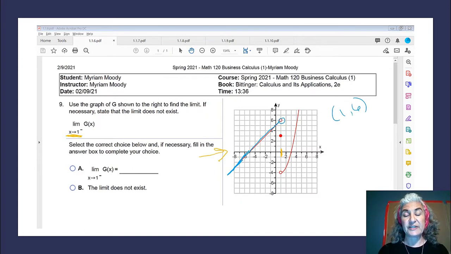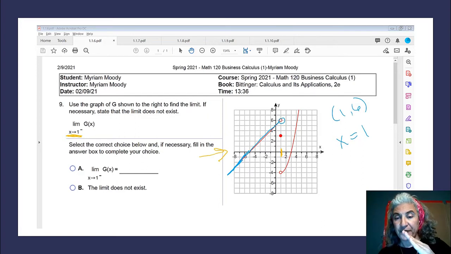Now, here's the deal. Since it comes in from the left only, do I care what's happening over here on the right? Do I care where it's approaching? Nope, I could care less. By the way, do I care about x actually equaling 1? I don't care about that one either. All I care about is what happens as my graph is approaching 1 on the x's. What y value are we heading to?